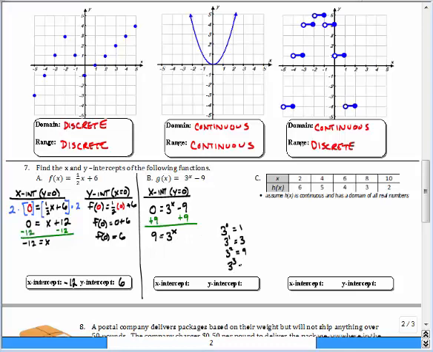3 to the third is equal to 27, but I didn't even have to go that far because I found what x needs to be. If x is 2, this one works. So x equals 2 would cause that to be 9. So the x-intercept is 2.